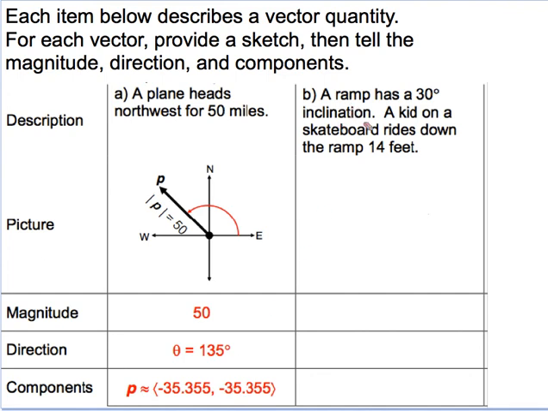On here, a ramp has 30-degree inclination. A kid on a skateboard rides down the ramp at 14 feet. With the inclination, you need to know that it's inclining, so this angle here is 30 degrees, or here is also 30 degrees. So he's going in this direction. Notice it's negative 30 degrees here, and he's going down the ramp for 14 feet, so the magnitude is 14. I'm going to let you set up this.